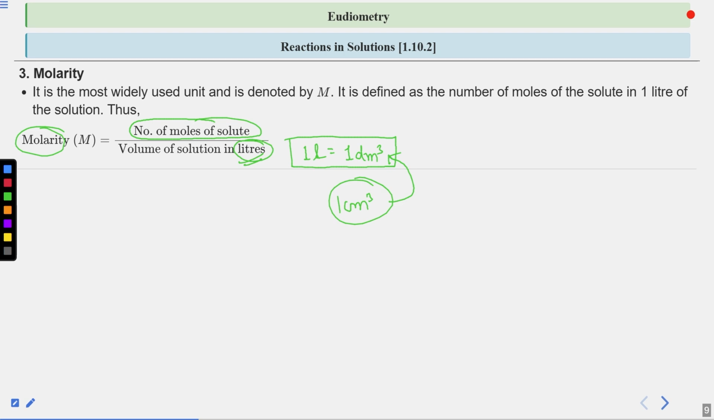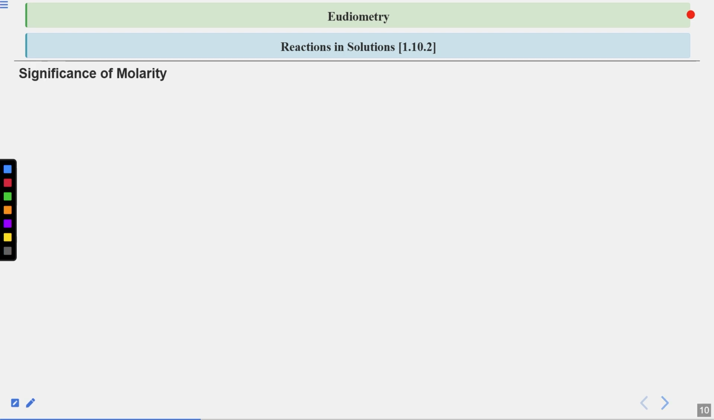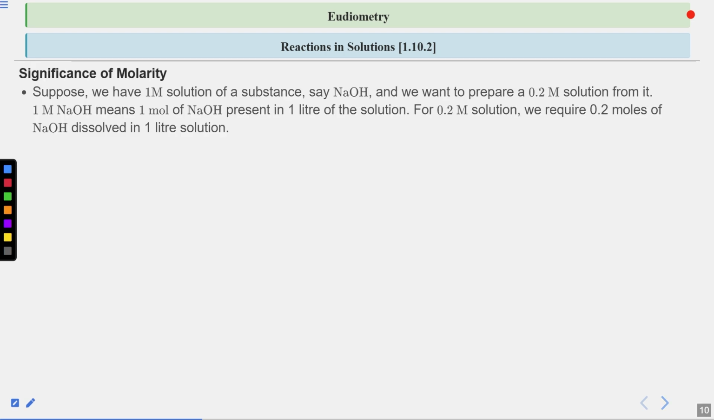Okay. Now what is the significance of molarity? Suppose we have taken a 1 molar solution, meaning the molarity is 1. Now remember students, molarity is represented by capital M, and each time you see capital M, it means molarity.